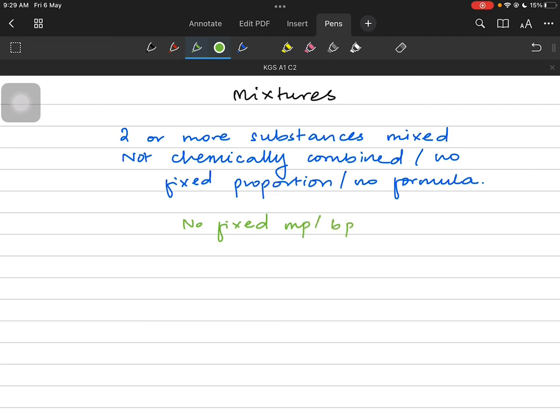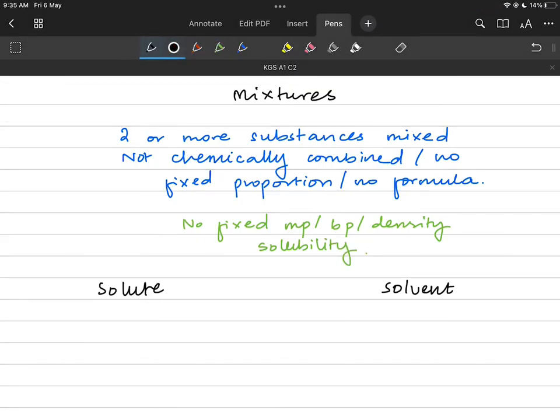Their physical properties and chemical properties are not fixed. They may have a different melting point. Each time, salt water has a slightly different melting point. It depends on how much salt and how much water is there. Their densities are different, their solubilities are different. So we have 2 components in each mixture. One is solute and another is solvent.